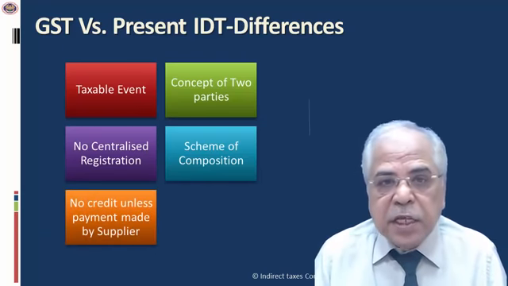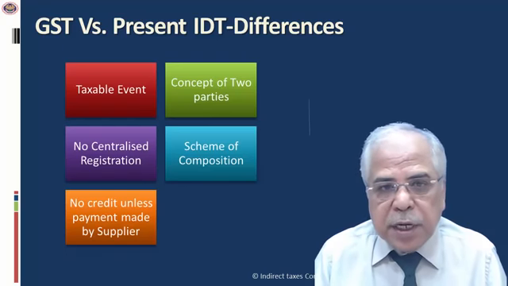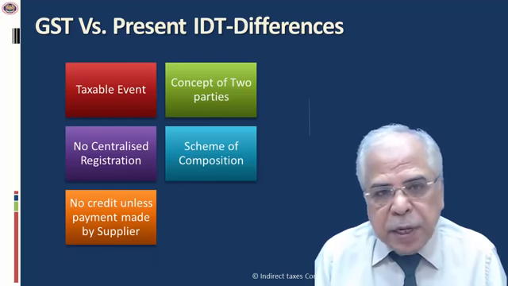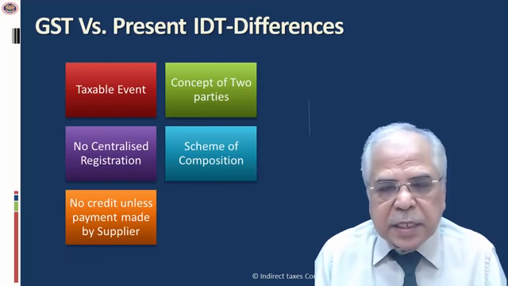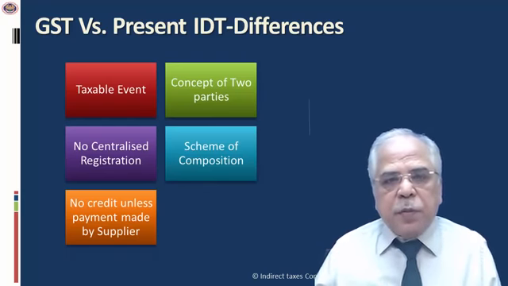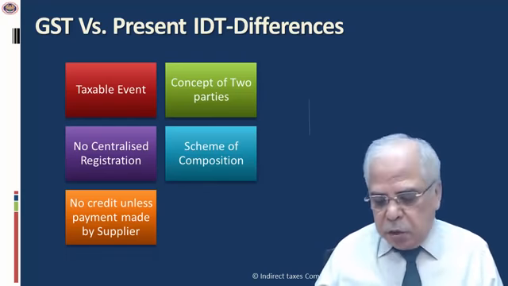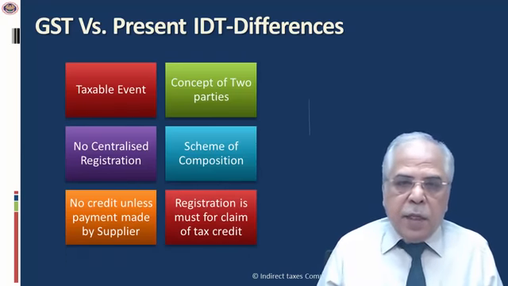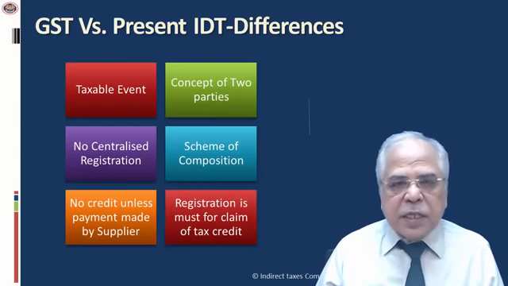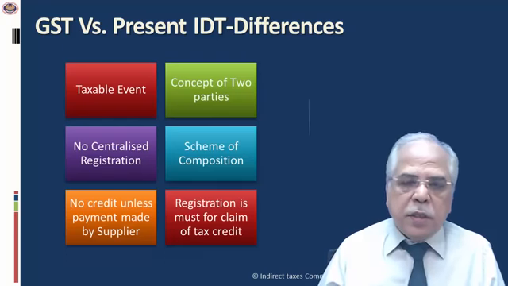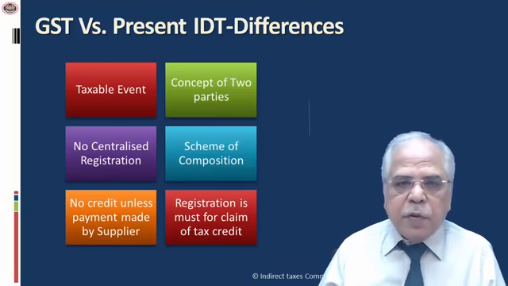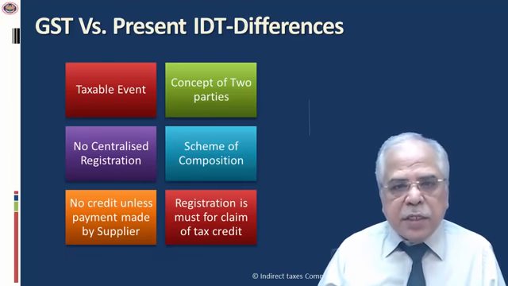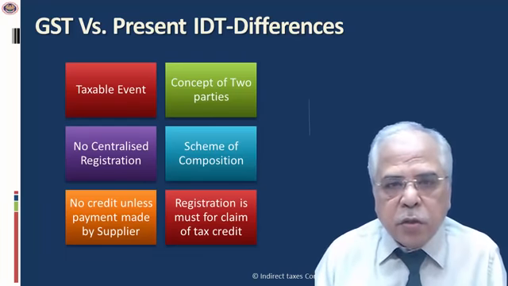Now, a very strange feature, of course, trade and industry are all complaining about it. But yes, presently in the model law, they have provided that the tax credit shall be available only when the payment has been made by the supplier to the revenue. Unlike the present system in service tax and excise, and of course VAT, wherein I was entitled to the credit even if I was not registered, now in GST law they have clearly provided that registration is a must if you want to claim the tax credit.